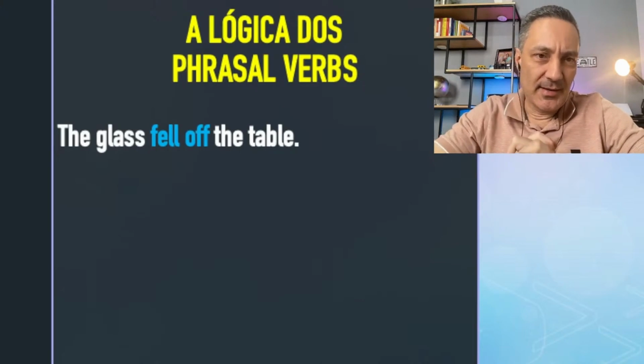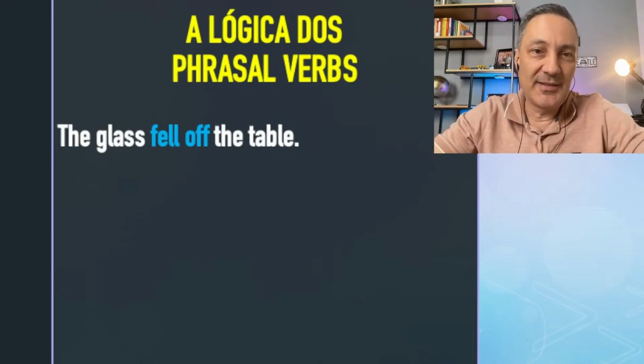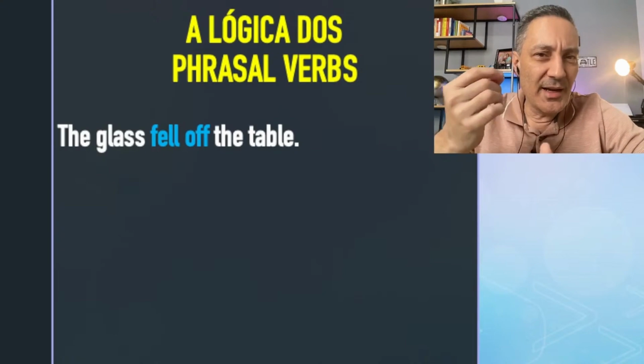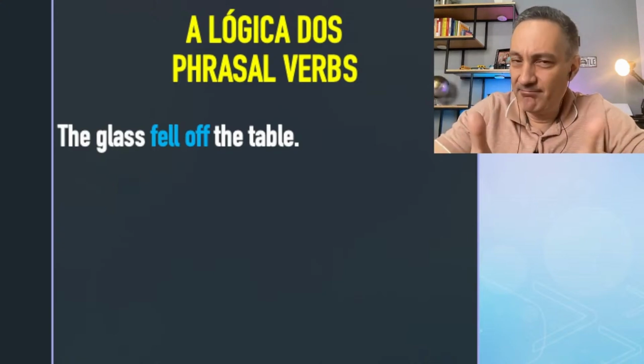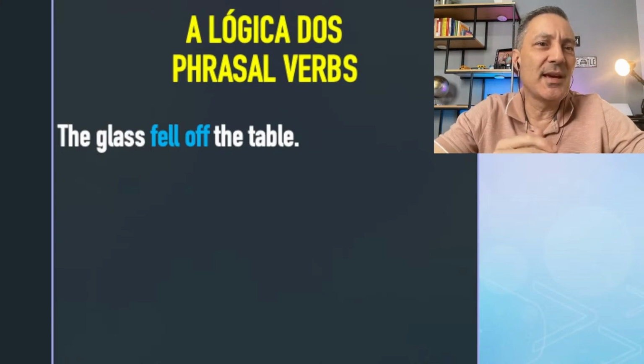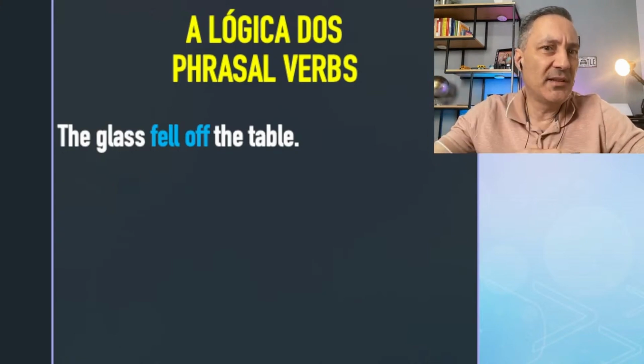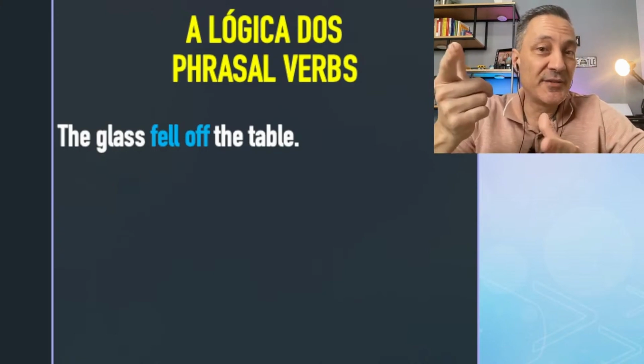Take a look at this sentence. The glass fell off the table. Why did I use the word off in this sentence? Couldn't I say the glass fell the table or fell of the table?